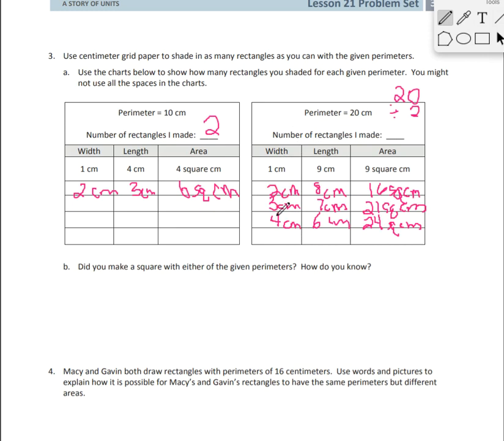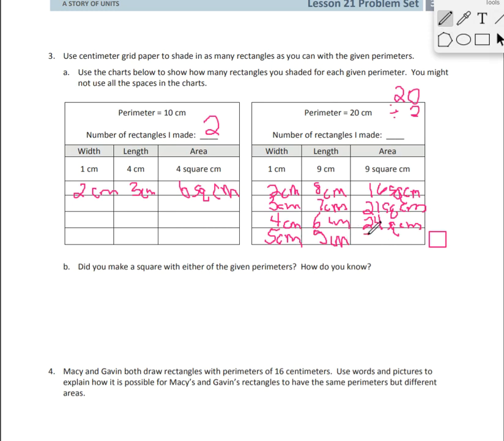So 1, 2, 3, 4. I'm going to do 5. 9, 8, 7, 6. Ooh, 5. I've just had two sides that are the same length, which means this shape is not a rectangle. It is a square, and that's a rectangle. Ugh. There we go. That one is a square, not a rectangle.